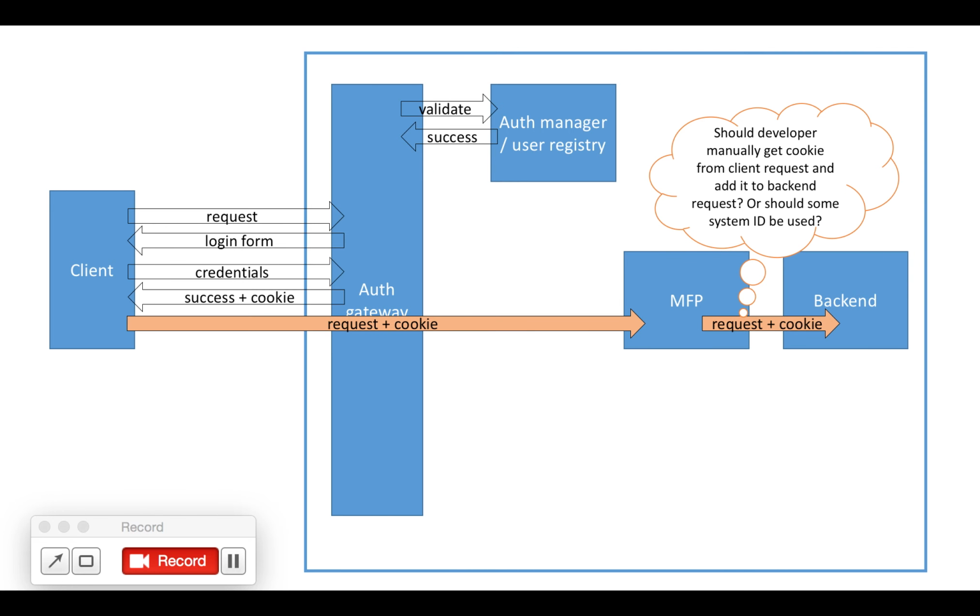So at the next step, the MobileFirst platform makes requests to the backend, probably using adapters. Here we have more questions. Should the developer manually get the cookie from the client request and add it to the backend request? And this is assuming that the backend actually knows how to handle that cookie, that access token. Should the MobileFirst platform go to a user registry, get the user identity from that cookie and send the user identity to the backend? Should the MobileFirst adapter use some kind of system ID to go to the backend?